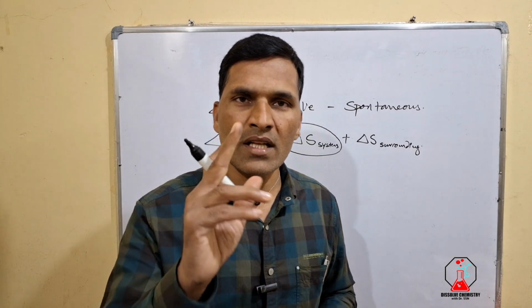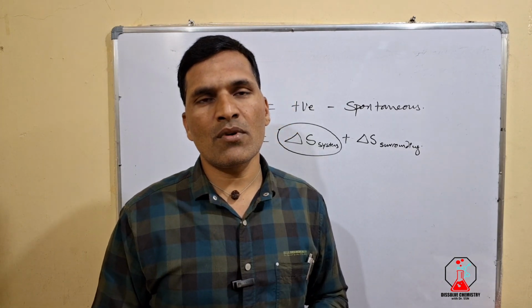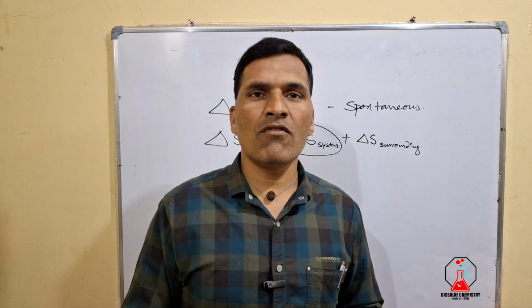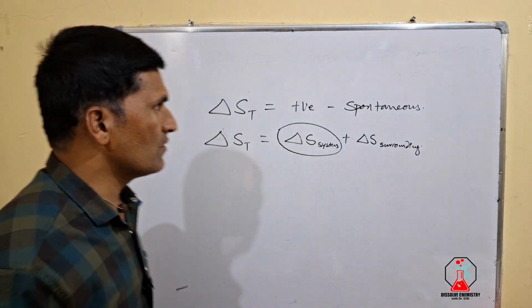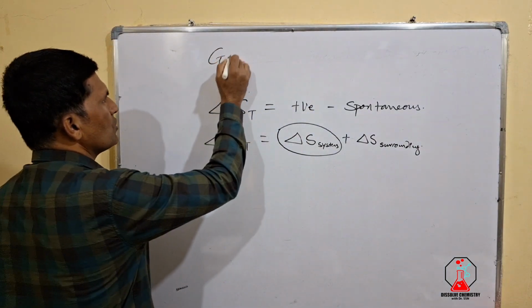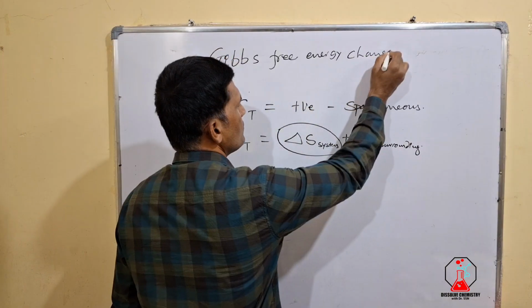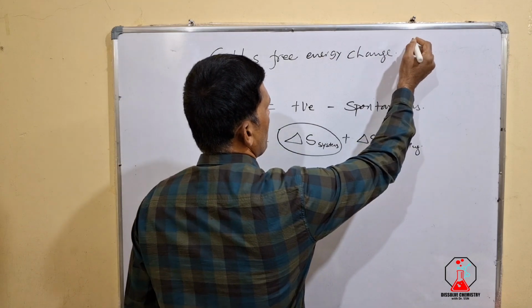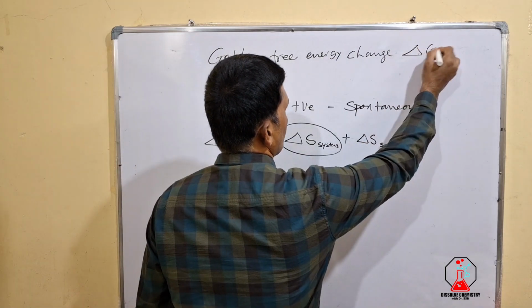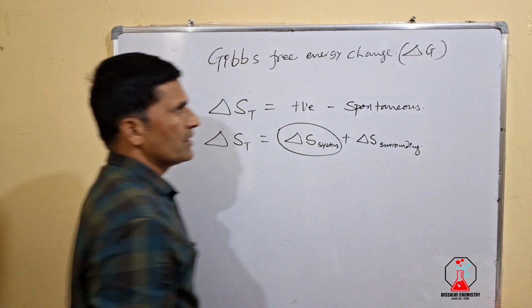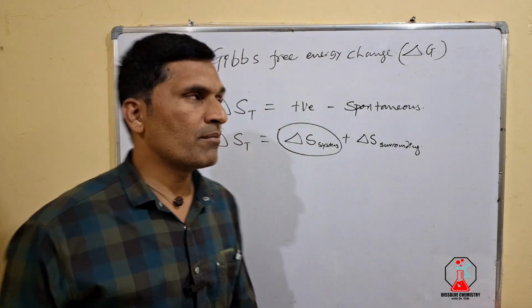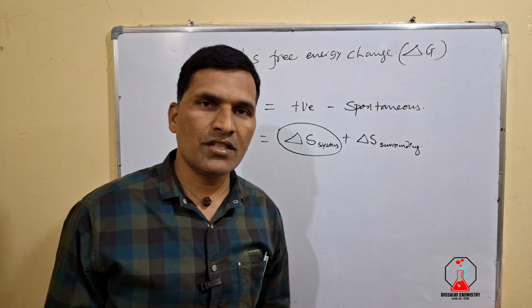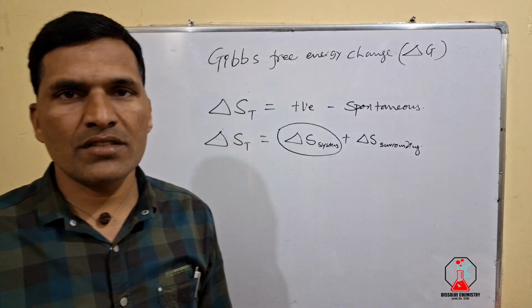To tell the spontaneity of such processes, a new function was introduced, and that function is the Gibbs free energy change. We represent it as delta G, because it is not possible to determine the absolute value, so we represent it as delta G, the change in free energy of the system.